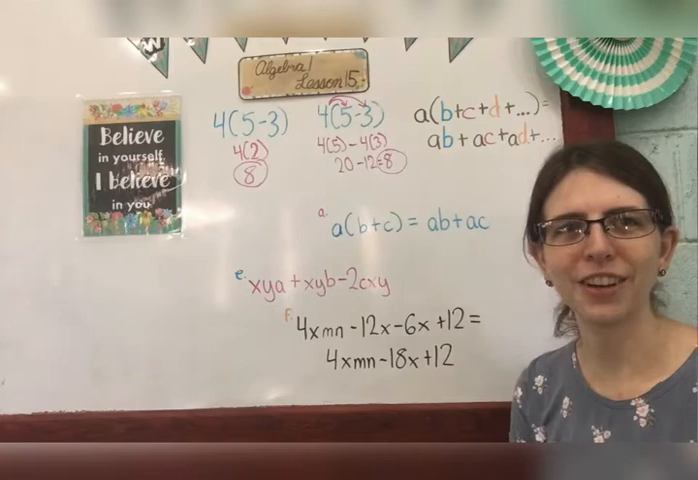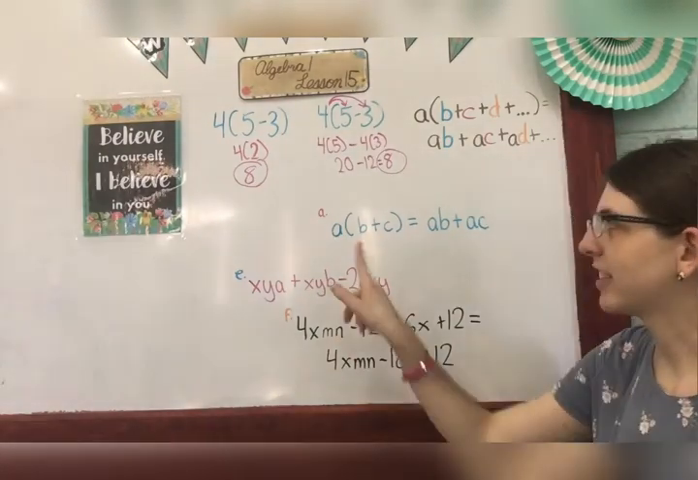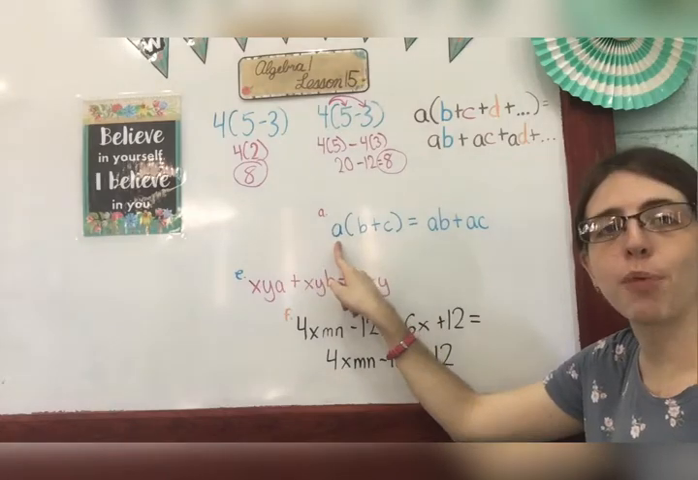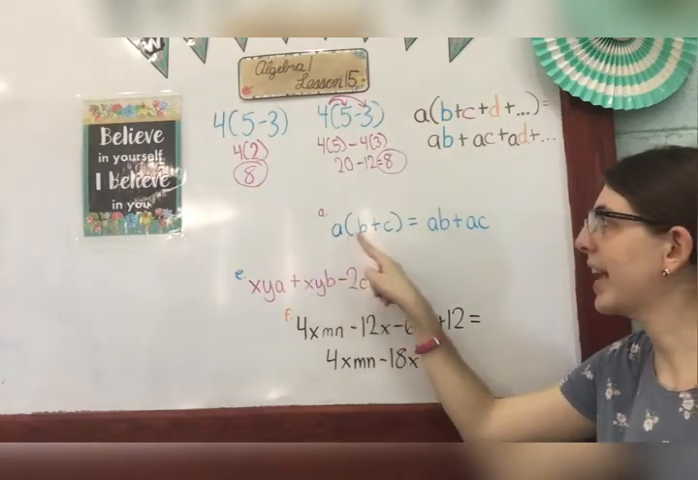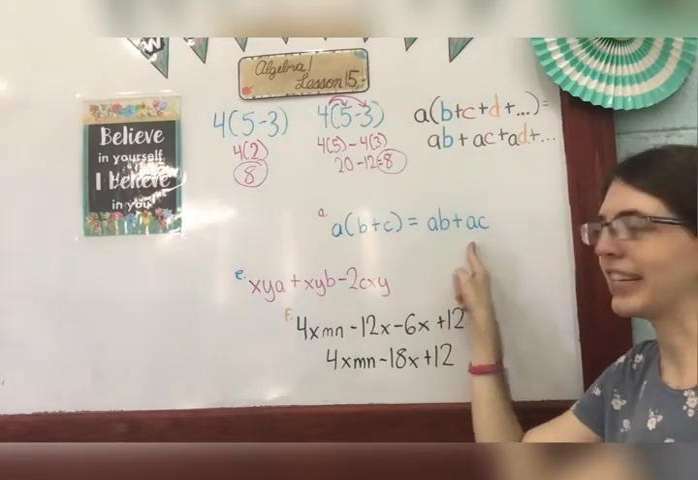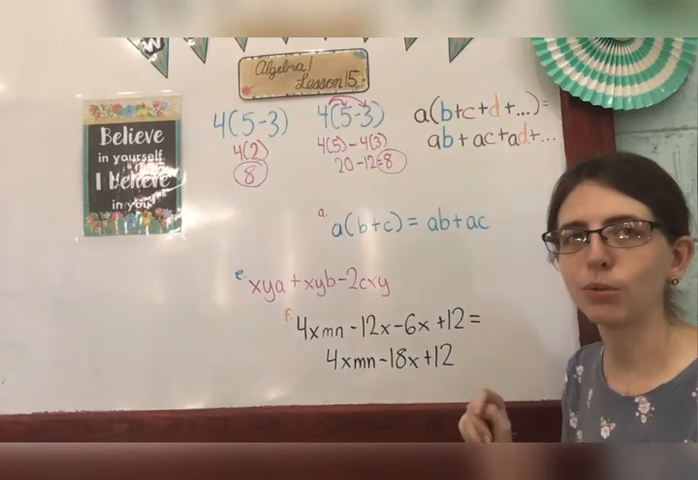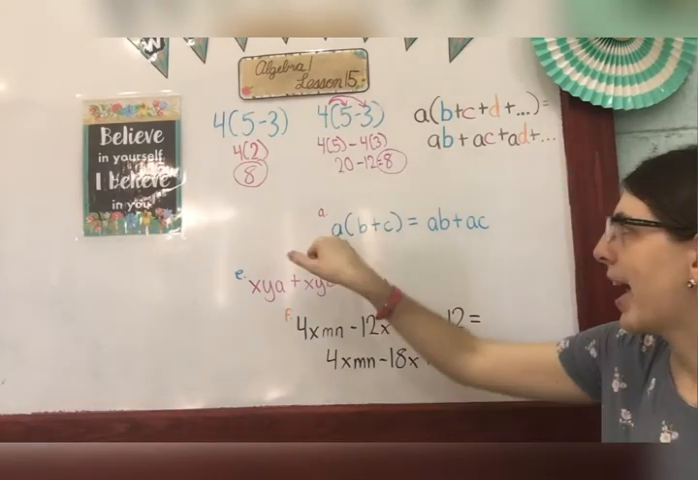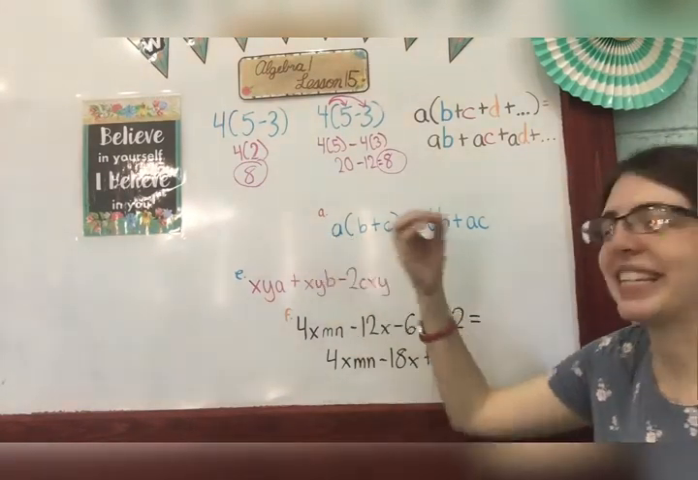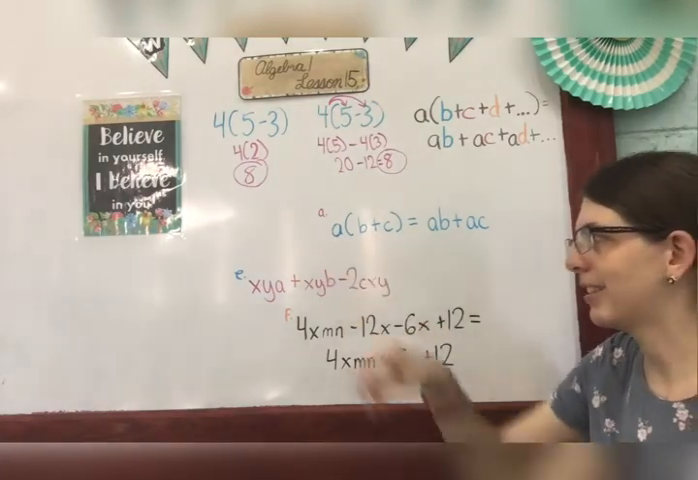Okay, so let's go over your practice. Letter A was just asking you to show that the distributive property goes from A times B plus C to A times B plus A times C. Now on that note, by the way, it is not possible to do the opposite. If you had A plus B times C, you could not distribute. It only works like this.